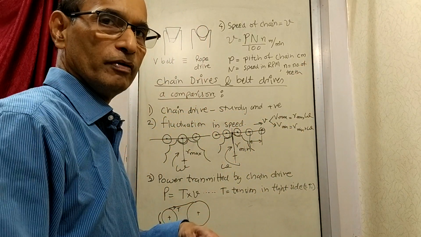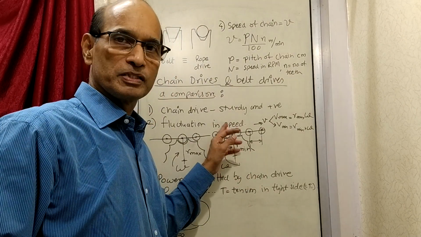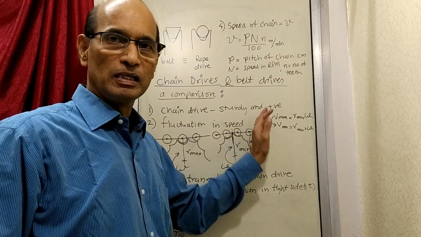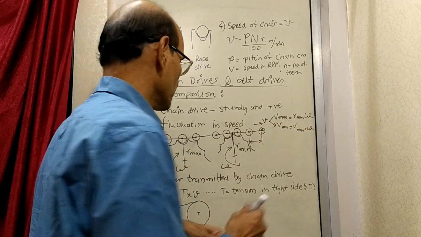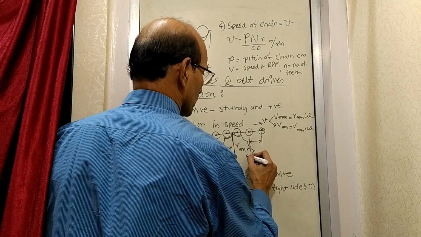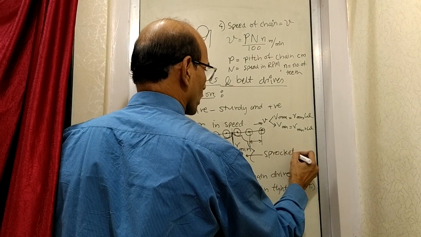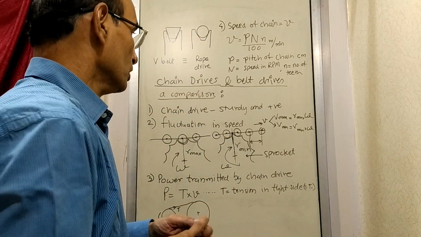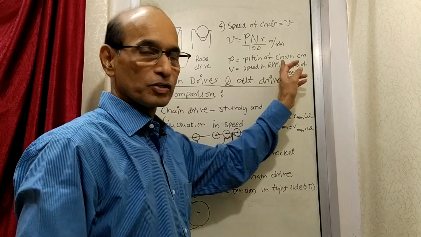Number of teeth on the wheel or the sprocket. Now this sprocket, the chain is rotating on the sprocket, like a belt is moving on a pulley; the chain is moving on a sprocket. So this is what we have drawn here. This is the sprocket, S-P-R-O-C-K-E-T. So the number of teeth on the sprocket, how many teeth are there? They are shown by small n.